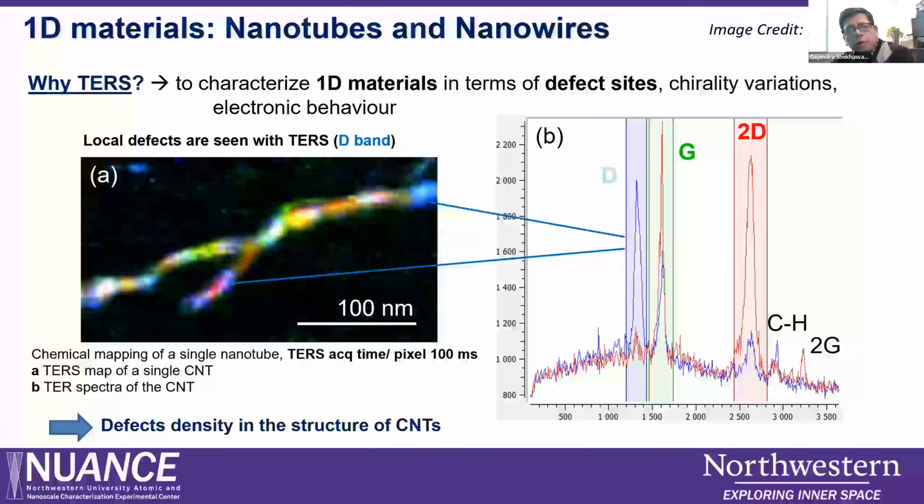So now coming to the applications, the capabilities that we have on this system. The first thing is that you can do nanomechanical mapping down to 10 nanometer resolution. In this example, you can see a single wall carbon nanotube. And on the right, you can see the spectra with the D bands and G bands. So it's identifying the different defects within the carbon nanotube.